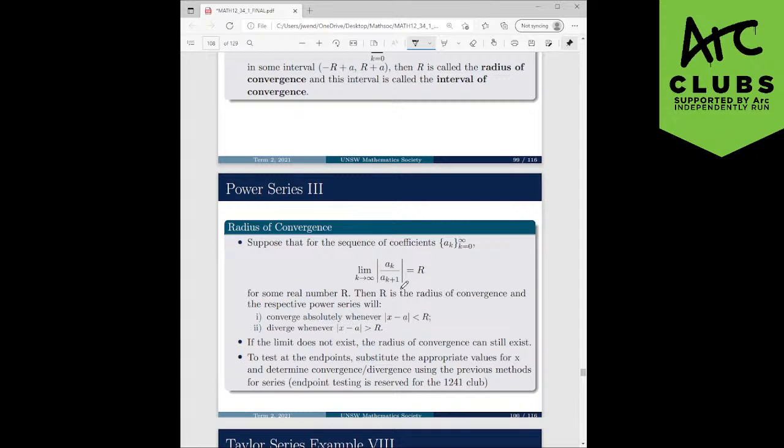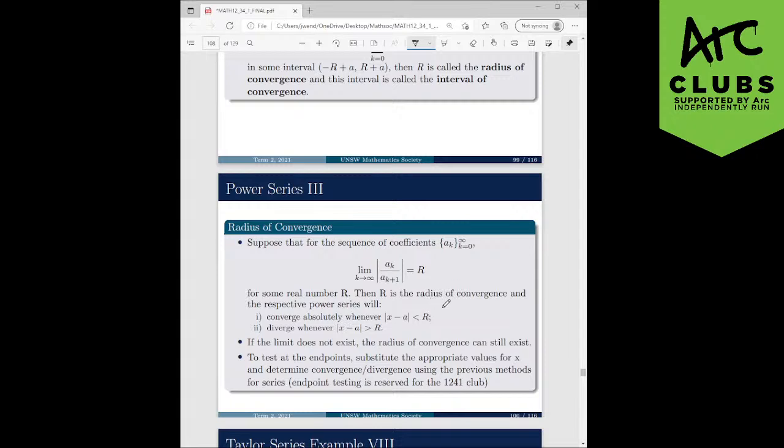And it will converge absolutely whenever x is in that interval, a minus R, a plus R, and it will diverge if x is outside that interval of convergence. If you can't find the limit, possibly it still does converge. It's another one of those theorems. So if you find R, congratulations, you can figure out all the convergent stuff. If you don't find R, potentially there are other things to worry about.